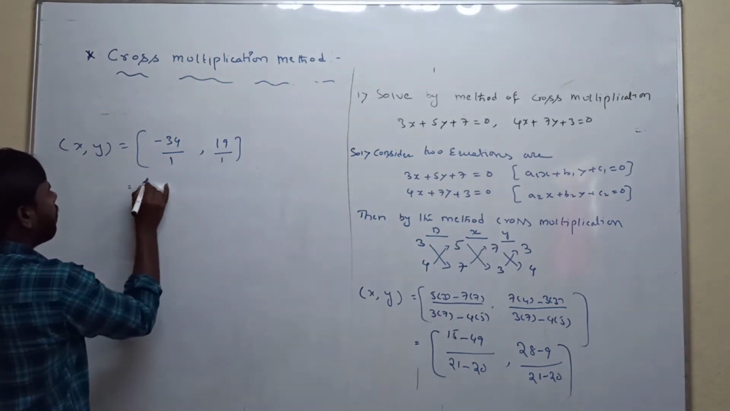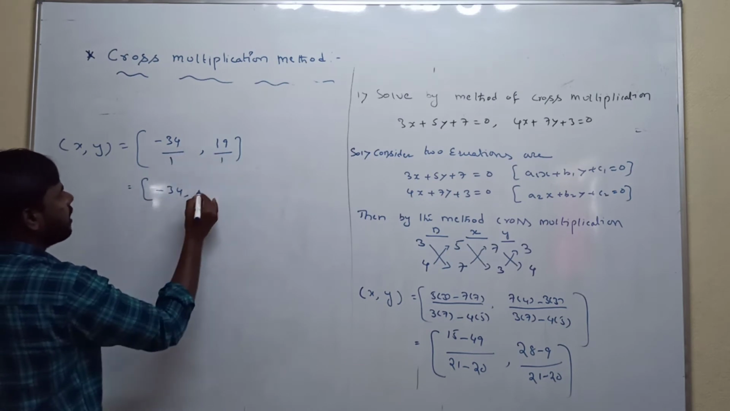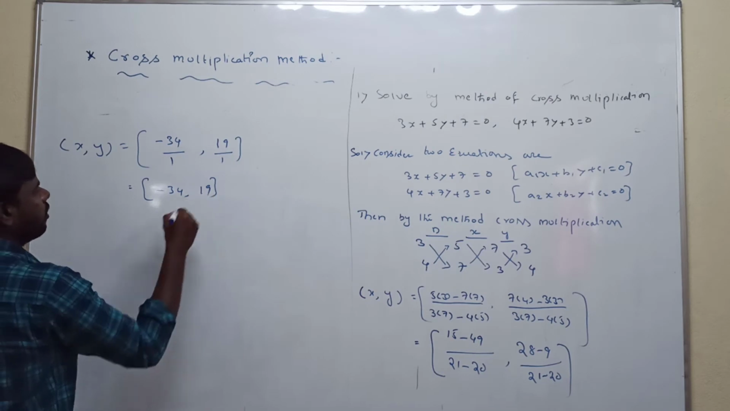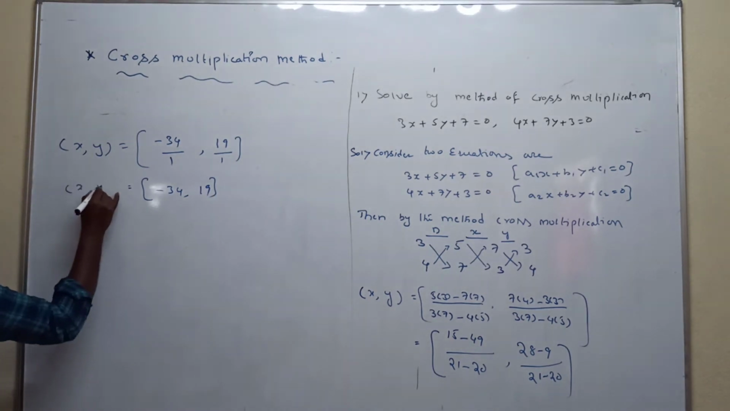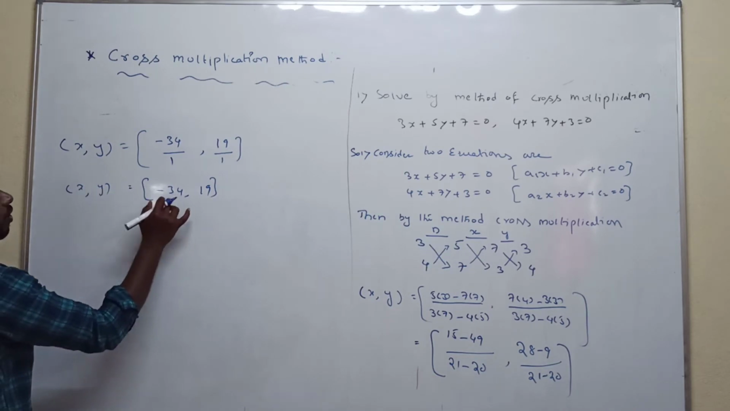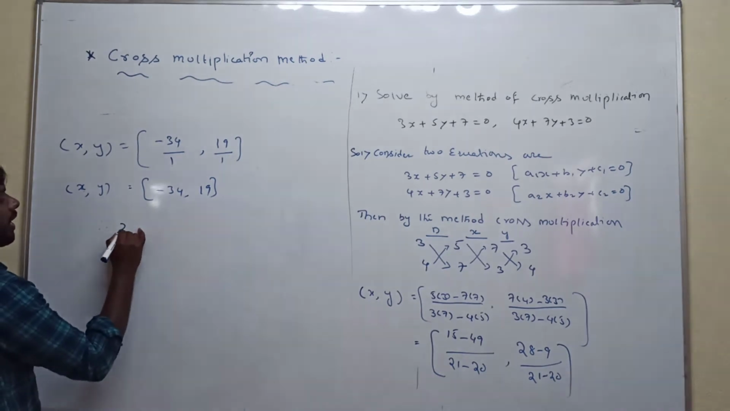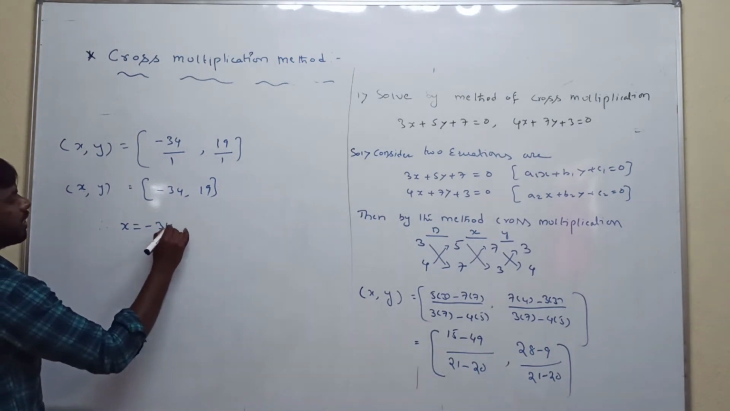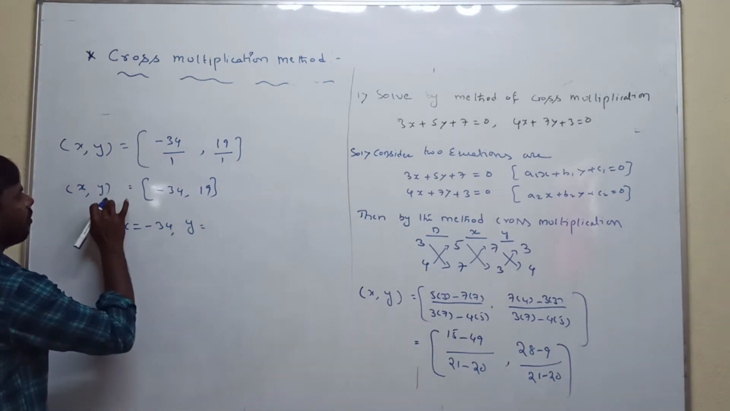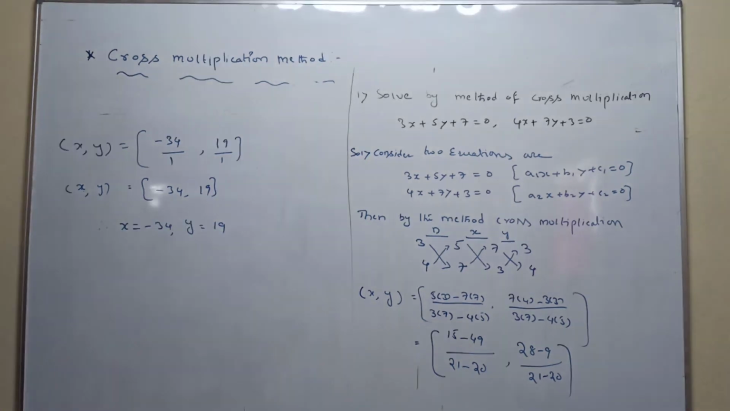So now minus 34 by 1 is minus 34, and 19 by 1 is 19. So now x comma y, both values are equal. What is the x value? Therefore, in place of x what is there? Minus 34. So that is the x value: x is equal to minus 34. And y is nothing but 19. The y value is 19. Everyone understand?